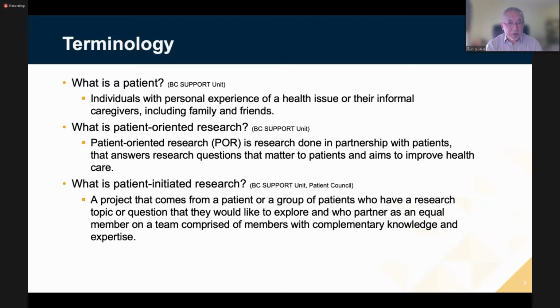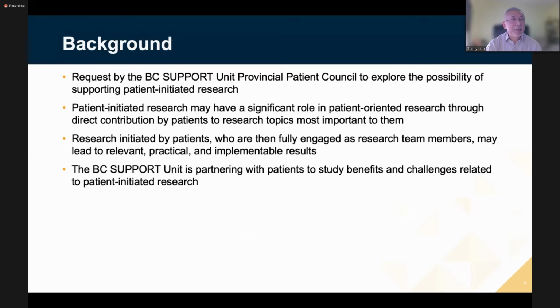Before we start, I would like to define what we mean by patient-initiated research. This is important as different people, groups, and organizations may have different definitions for patients or how they wish to identify themselves as other than patients, a challenge that we will speak to later in this presentation. The BC Support Unit has its definitions for patients and patient-oriented research, and for our purpose, patient-initiated research is research initiated by patients who have a research question they wish to explore and who partner as integral and equal members of a research team. Next slide, please.